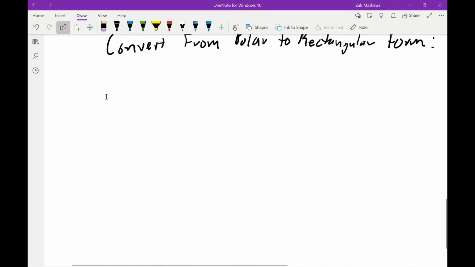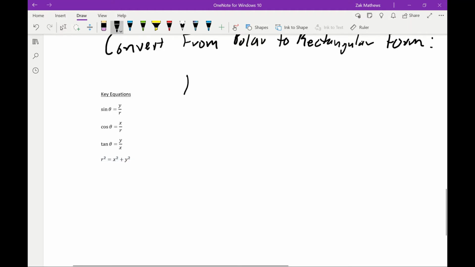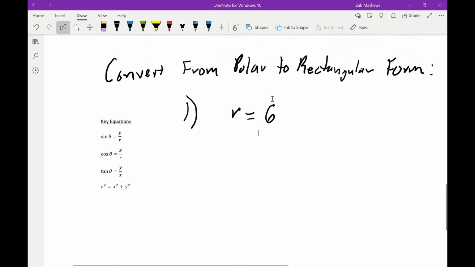Because we are going to have to constantly make this decision, which formula do I need to be using? Let's take this example for starters. Let's take the example r is equal to 6. Very simple equation. This is a polar form equation. We know that because it has just an r. Well, it could have a theta as well, but in this case it doesn't. We want to go to rectangular.